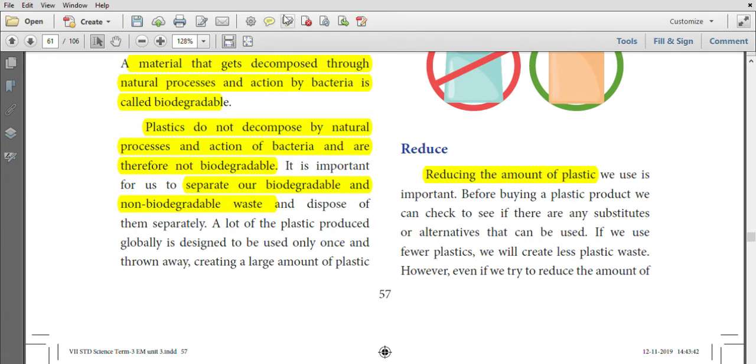A material that gets decomposed through natural processes and the action of bacteria is called biodegradable. Plastics that decompose through bacteria are called biodegradable plastics. Plastics that do not decompose by natural processes and the action of bacteria are called non-biodegradable. So we separate plastics as biodegradable and non-biodegradable.